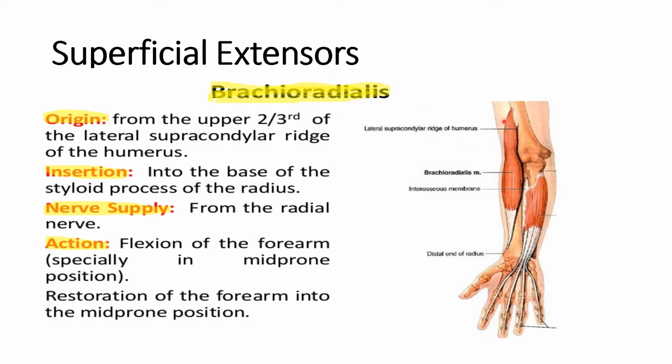So this one is the brachioradialis. It is present on the anterior and lateral side of the forearm, and it forms the lateral border of the cubital fossa. It originates from the upper two-thirds of the lateral supracondylar ridge of the humerus, and it inserts into the base of the styloid process of the radius. Its nerve supply is the radial nerve, and its action is flexion of the forearm in mid-prone position. Later I will show you the movements in detail.